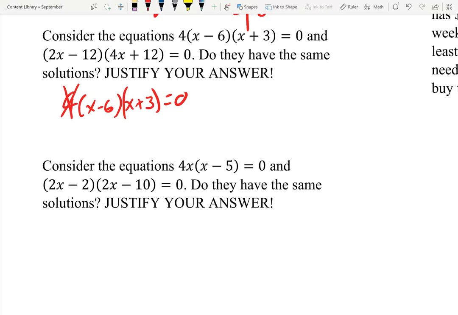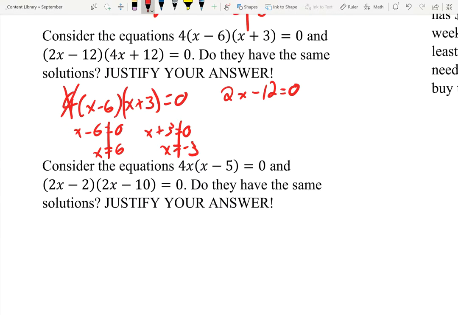So just like before, take each part, set it equal to 0, and solve. So when you solve that one, you would have x equal to positive 6. When you solve this one, you would have x equal to negative 3. So now we've got to see if these are the same solutions as the other equation. So the other equation has 2x minus 12. We'll go ahead and set it equal to 0. And 4x plus 12. Set that equal to 0. And we'll solve and we'll see if they're the same.